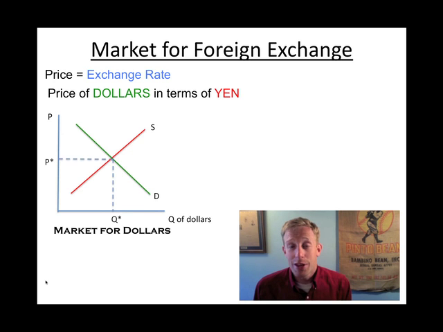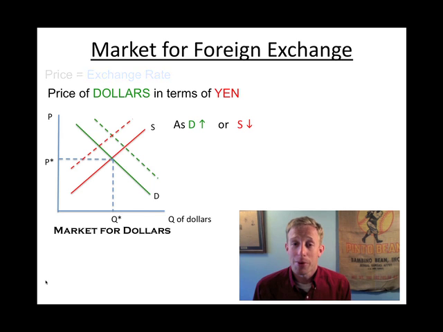Now, the thing about that equilibrium is that it doesn't have to stay there forever. Just like any other market, if something comes in and changes the demand and supply curve, it alters the position of the curves and alters the position of the equilibrium. Specifically, if demand increases or if supply decreases, it's going to cause the price of dollars in terms of yen to go up. In other words, it's going to cost more yen to buy a dollar.